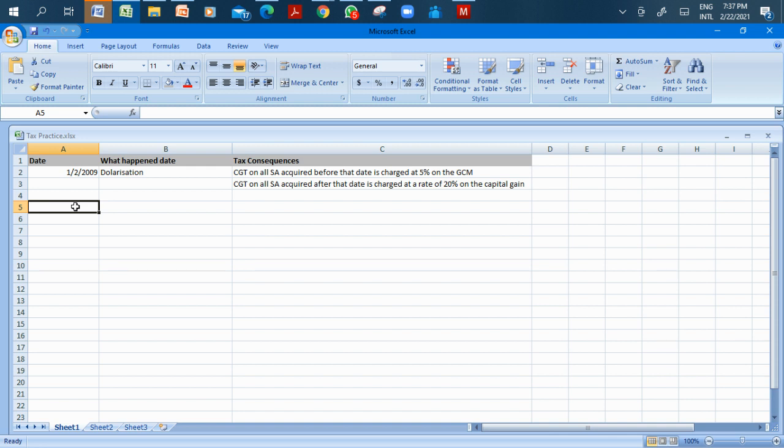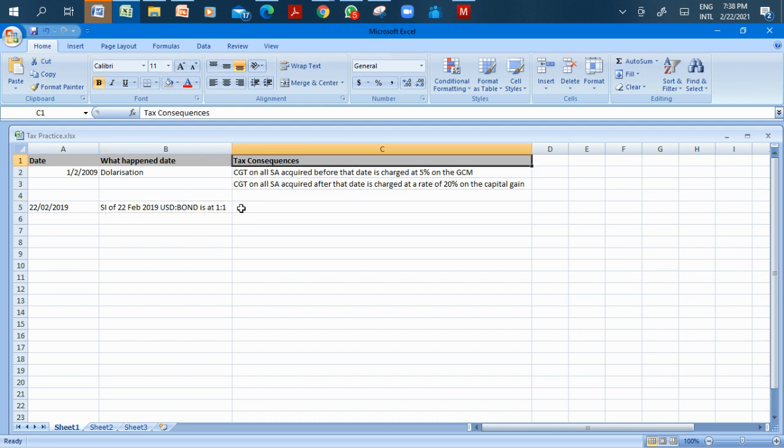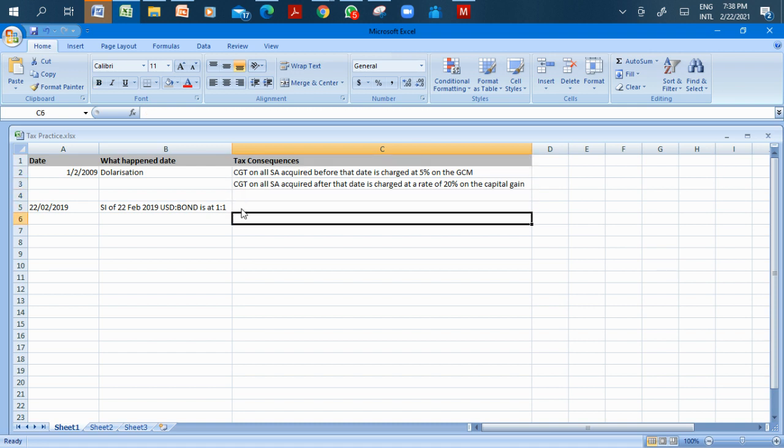Then another important date is the 2nd of February. Looks like February is really something else, 2019. If you remember well, that's the structural instrument of 22 February 2019. That instrument said USD and bond note is at 1:1. That's what happened here. I want to show you the reason why Zimra ended up saying CGT is charged at this percent or that percent over this percent. So what are the tax consequences of this transaction?